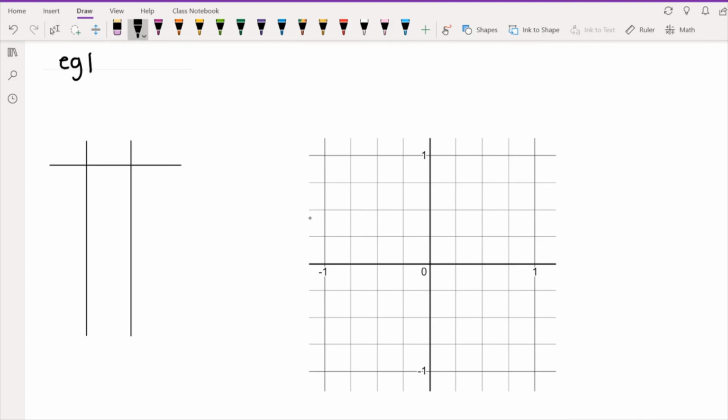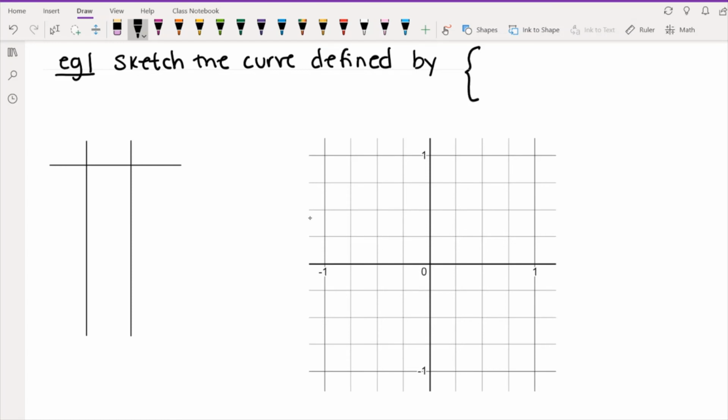So for this one, I want to graph, sketch the curve defined by. This time the x part is going to be x of t is not equal to cosine of t, but cosine of 2t. And y of t is going to be equal to sine of 2 times t.